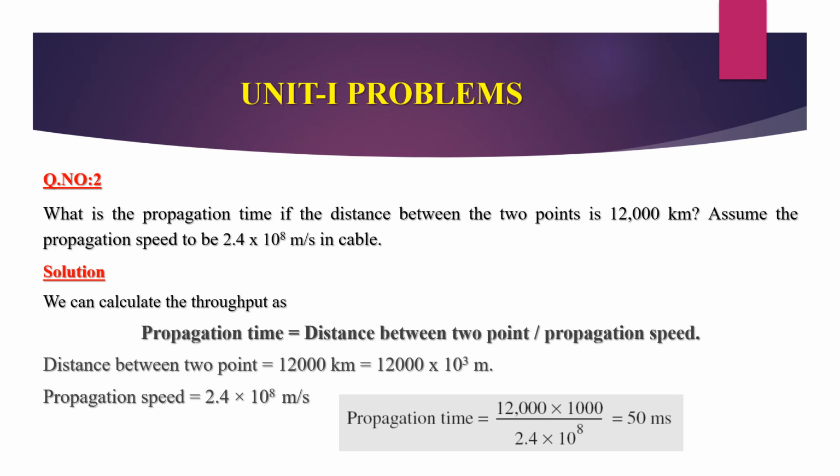The distance between 2 points is 12,000 kilometers. That is 12,000 into 10 power 3 meter. And the propagation speed is given as 2.4 into 10 power 8 meter per second. And the propagation time can be calculated as 12,000 into 1000, that is the distance between 2 points, divided by the propagation speed, 2.4 into 10 power 8, that is 50 milliseconds.